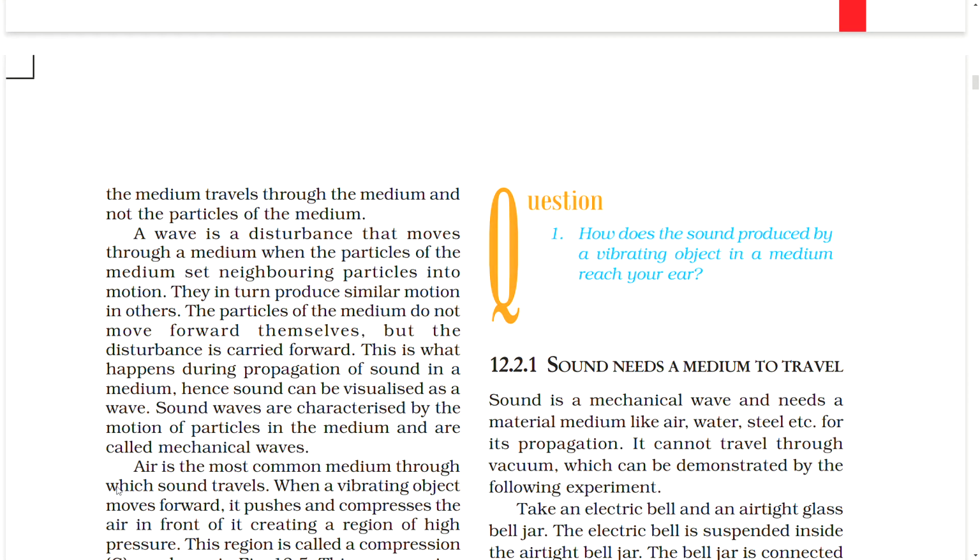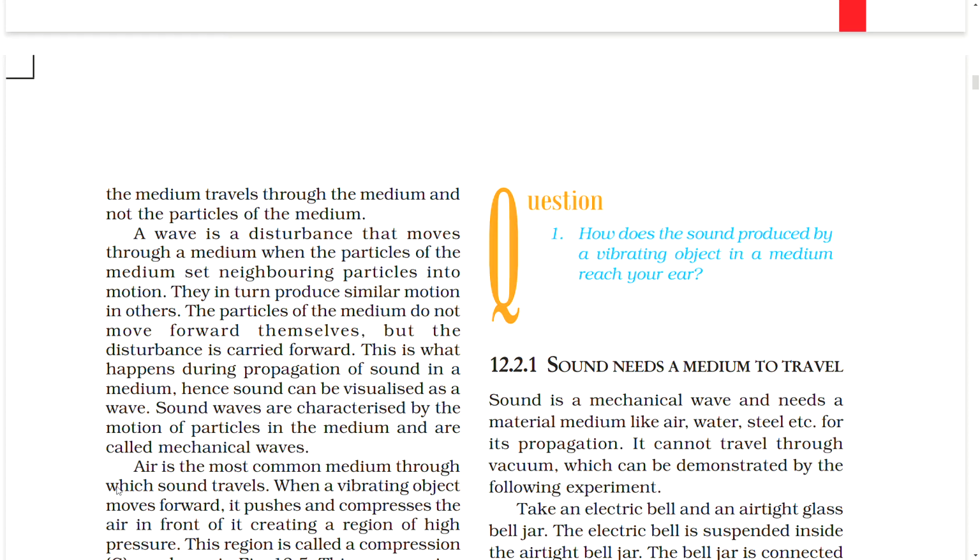The disturbance travels through the medium and not the particles of the medium. A wave is a disturbance that moves through a medium when the particles of the medium set neighboring particles into motion. They in turn produce similar motion in others. The particles of the medium do not move forward themselves, but the disturbance is carried forward.